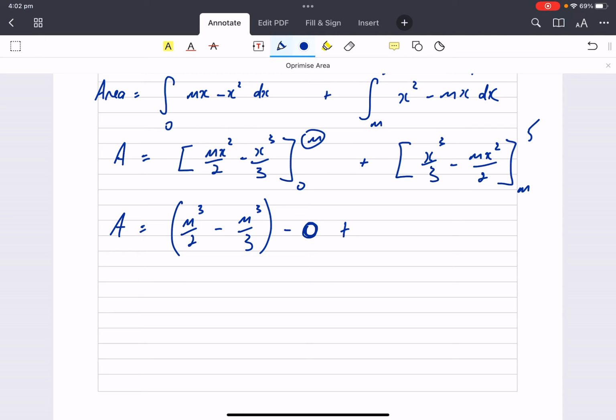So 5 cubed is minus 25 m on 2 minus the next one. I'm going to have to put the m in. M cubed on 3. Excellent, just squeezed that in. A half minus a third is a sixth.